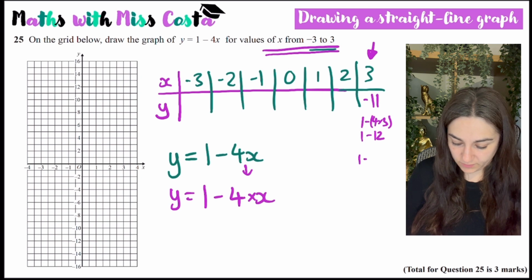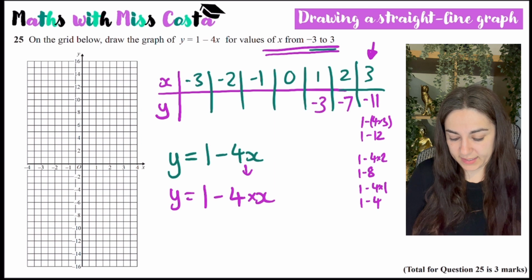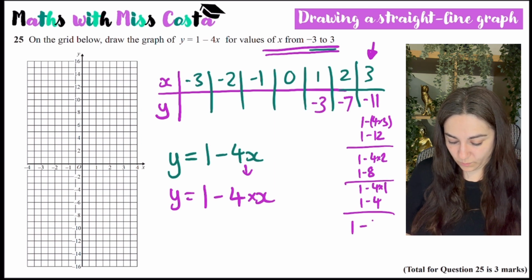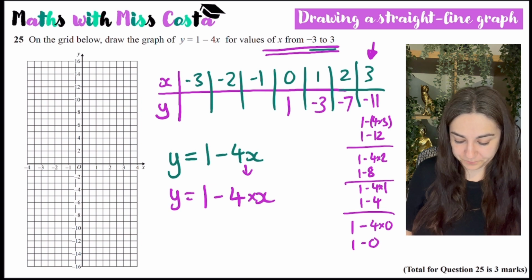Then I'm going to do 1 take away 4 times 2. So 1 take away 8 is -7. Then I'm going to do 1 take away 4 times 1. So 1 take away 4 is -3. Then I'm going to do 1 take away 4 times 0. Anything times by 0 is 0. So that's just going to give me 1.